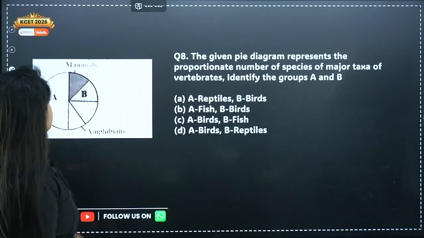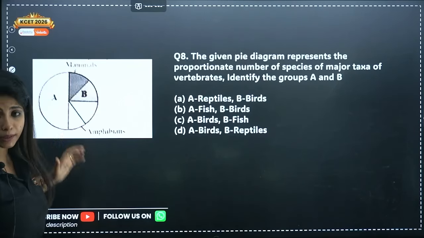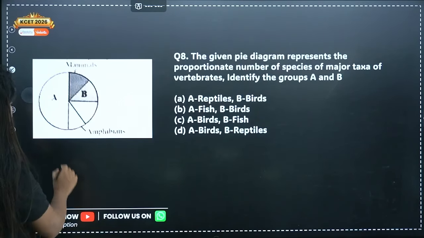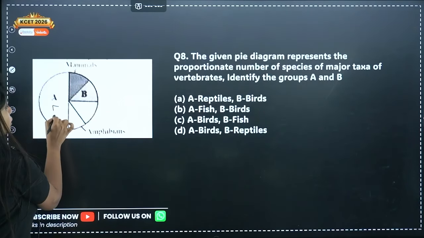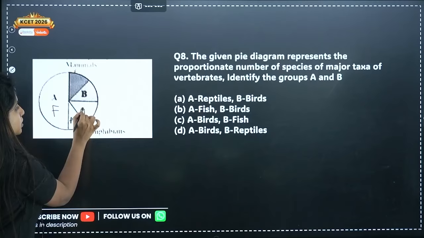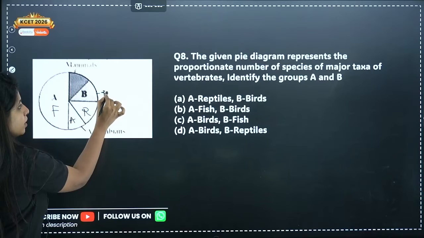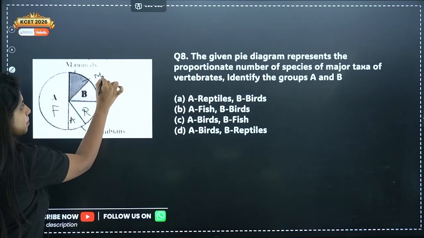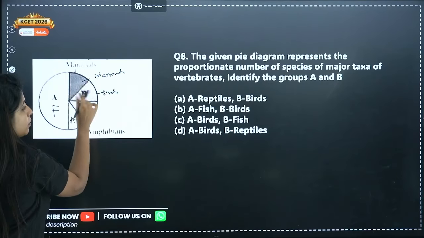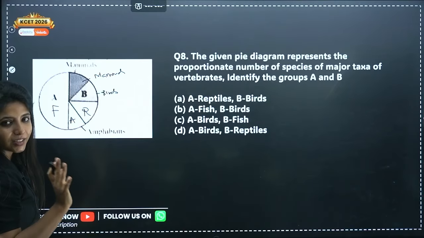The given pie diagram represents the proportionate number of species of major taxa of vertebrates. Identify the groups A and B. So I'll give you an easy way to remember it. Always remember, fishes came first. From fishes we got amphibians. From amphibians we got reptiles. From reptiles we got birds as well as mammals. Birds are in more amount than mammals. Remember that according to your NCERT.